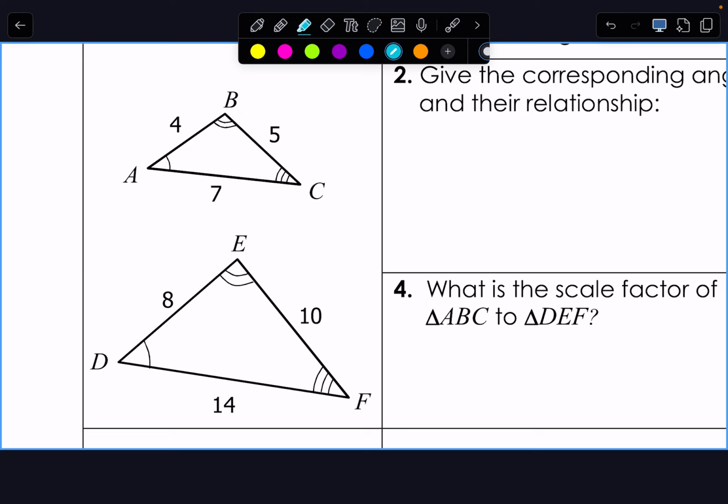Okay, excuse me. If I highlight AB in blue, what side over here am I also going to highlight in blue? One swoop to two swoops, right? If I highlight BC pink, what am I going to highlight pink in the other one?